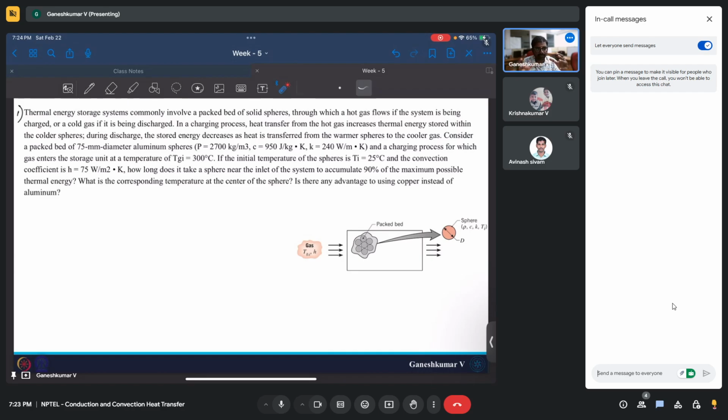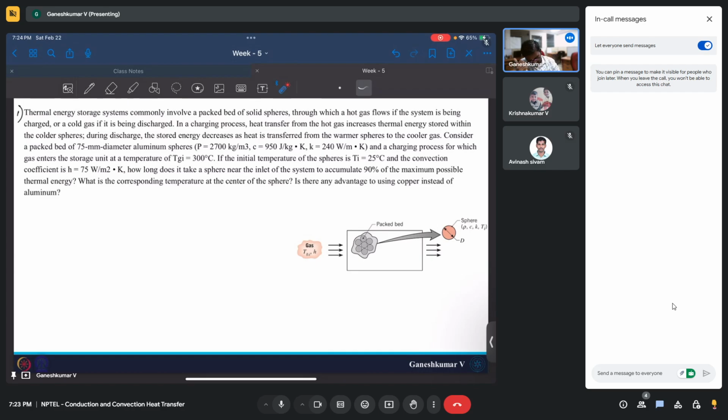Basically you have a packed bed of spheres and you are sending hot gas inside, which means the packed bed is going to take away heat from the hot gas, and the gas coming out of the system is going to be colder. And if you send cold gas inside, then whatever energy the spheres have, they dissipate it to the gas, and the gas that comes out of the system will be hot gas.